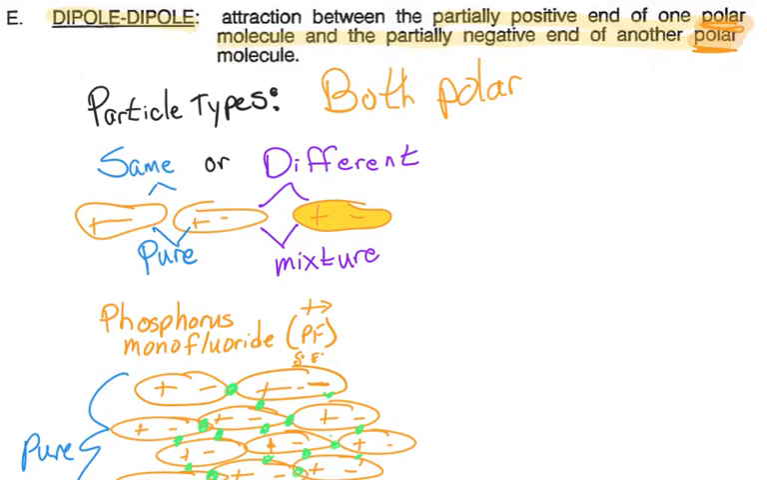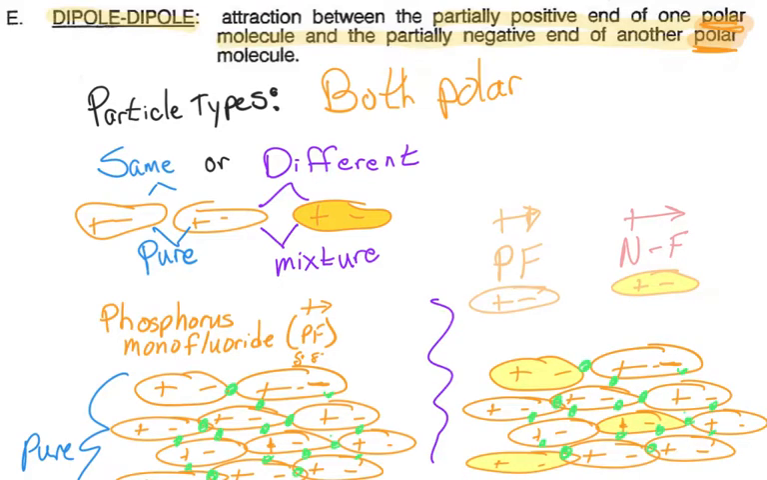Now what happens if I do a different substance? Let's look at this one. Let's try nitrogen monofluoride. The end that's more positive is the nitrogen, the one that's more negative is the fluorine, and so we see a positive and a negative, and then we're going to have a whole bunch of those, and we're going to put them all together. So positive, negative, we just draw them all in, and again we're going to see that all the positives are surrounded by negatives, and all the negatives are surrounded by positives, and so we have a pure substance that has dipole-dipole interactions.